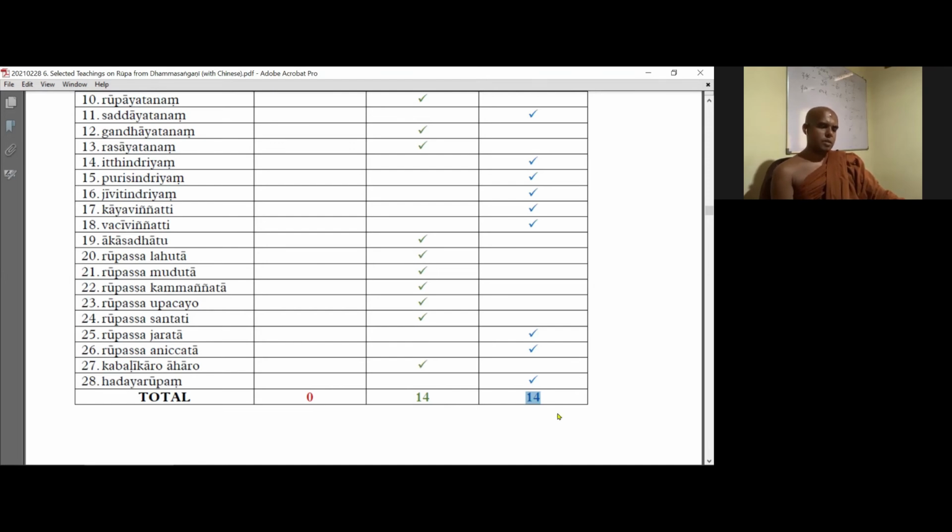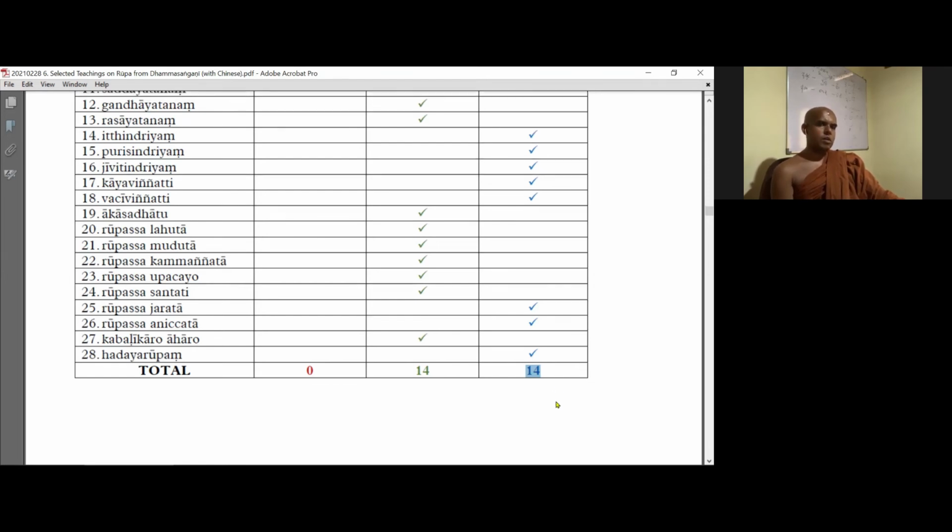Again, please understand totally: there are Ahara Samuttana, 14. No Ahara Samuttana, 14. Including the Ahara Samuttana rupa together, it becomes 28. All are 28 rupa.